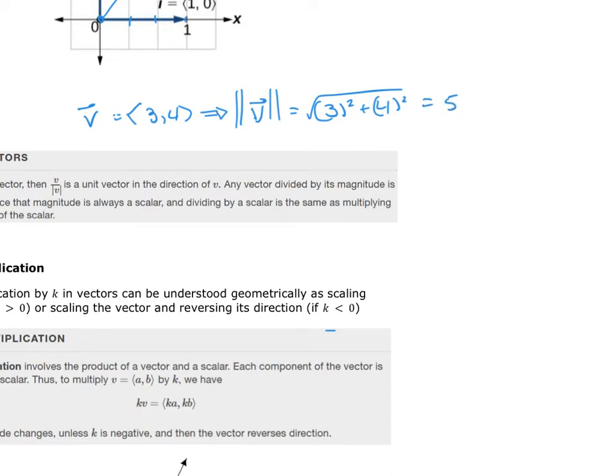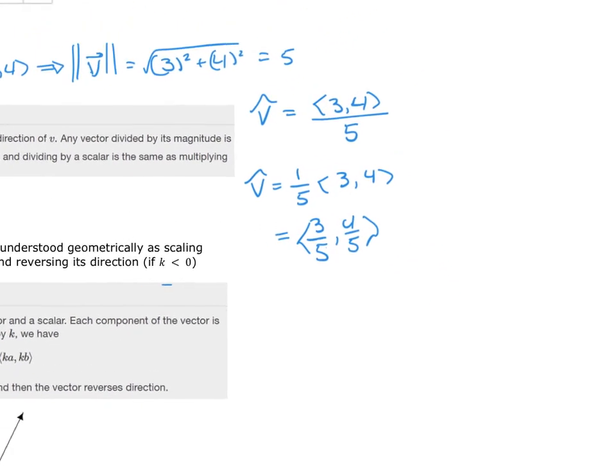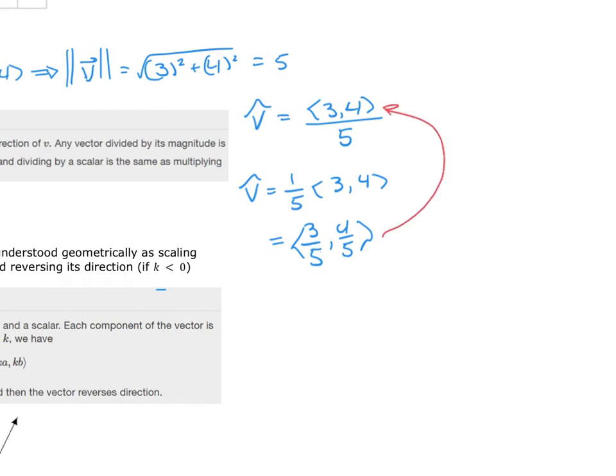So my unit vector, v hat, I see that hat thing, it means I'm in a unit vector. This is going to be equal to my vector, (3, 4), divided by my magnitude, which is 5. We haven't really talked about the scalar, but I will in a moment, so I'll give you a heads up. This is the same thing as 1/5 times (3, 4), which can be written as (3/5, 4/5). Now this is in the same direction as my original vector, still in the same direction as that original vector.